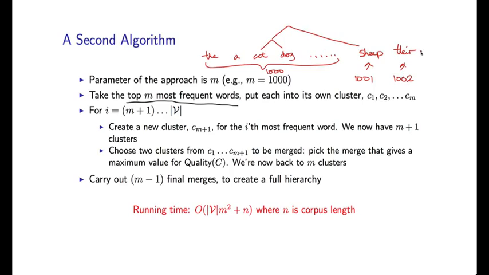I then go again. I go to the next most frequent word. Maybe this is red. This is the 1,003rd most frequent word. And again, I'm going to consider all possible pairs of merges, all possible ways of merging either a single word or an entire cluster with another single word or another entire cluster. All the way through this process, I'm using the quality criterion that I showed you earlier as a kind of oracle, which, given a clustering, will evaluate the quality of that clustering. And I'm picking these merges to maximize that measure of quality.